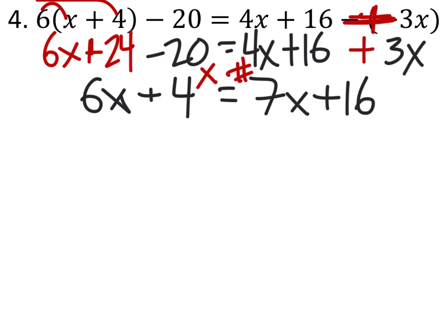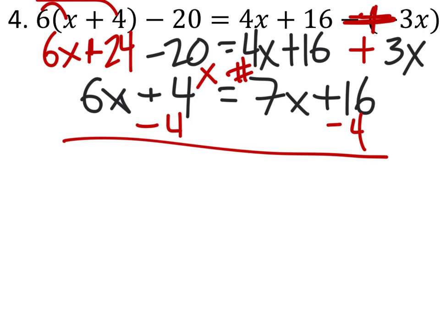I know some of you intuitively would look at this and subtract 6x from both sides, but it's not going to matter in the end. So let's go ahead and look. This plus 4 is on the wrong side. We're going to subtract 4 from both sides. It's going to give us 6x equals 7x plus 12.